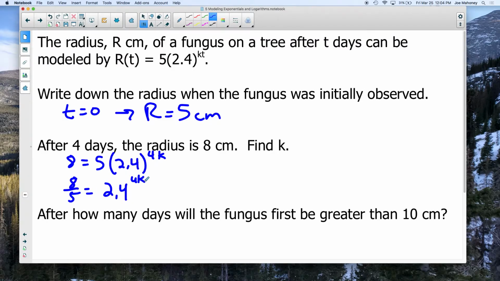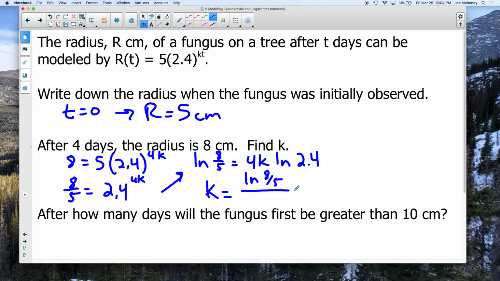And now let's take the log of both sides to get that exponent down. And again, I like to do natural log. So I'll do the natural log of 8/5 equals 4k times the natural log of 2.4. And the natural log of 2.4 is a number. The 4 is a number being multiplied by k. So my value of k is going to be whatever the natural log of 8/5 is, all divided by 4 times the natural log of 2.4.